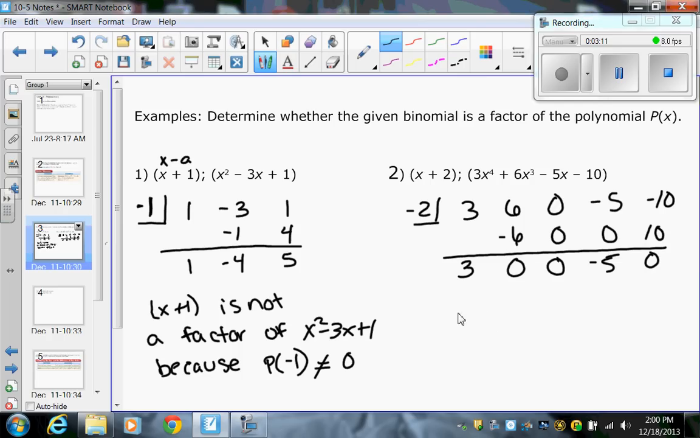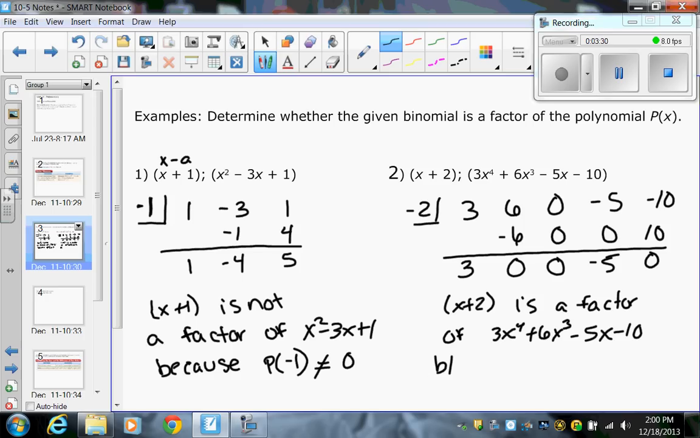So in this case, we can say that x plus 2 is a factor of 3x to the 4th plus 6x to the 3rd minus 5x minus 10, because the value at -2 is 0.